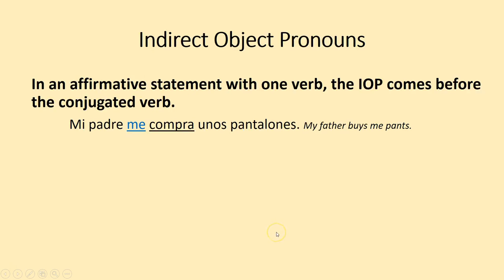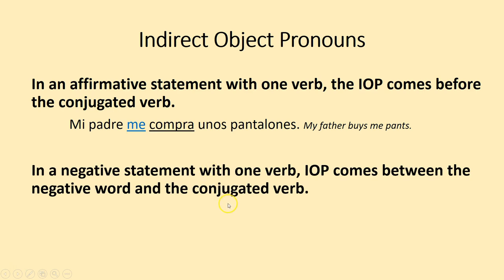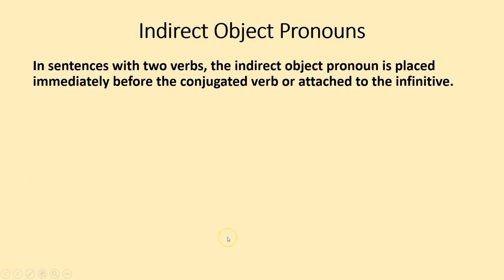In an affirmative statement with one verb, the indirect object pronoun comes before the verb. In a negative statement, the indirect object pronoun will come in between no and the conjugated verb compra. In sentences with two verbs, the indirect object pronoun is placed immediately before the conjugated verb or attached to the infinitive. This is similar to what you did when you used the direct object pronouns.